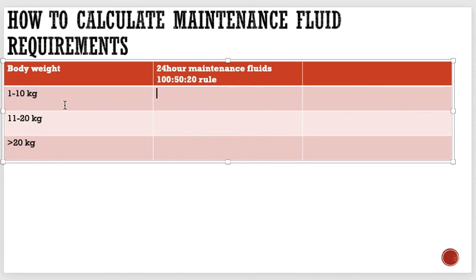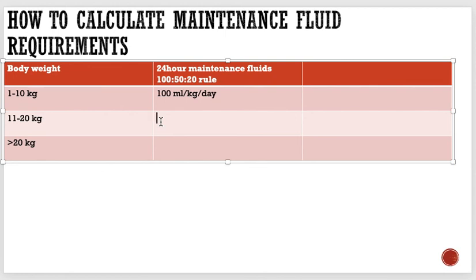Anyone who is 1 to 10 kilograms, we have to provide them 100 ml per kilogram per day. For example, if you have a baby of 6 kilograms, how much does the baby need? 600 milliliters per day. If the baby is 10 kilograms, how much do they need? 1 liter or 1000 ml per day, right? So easy.